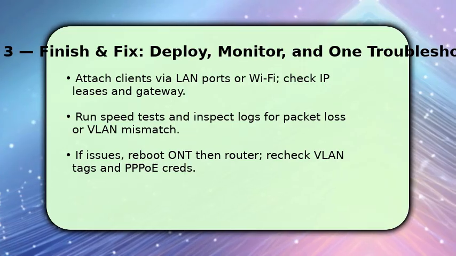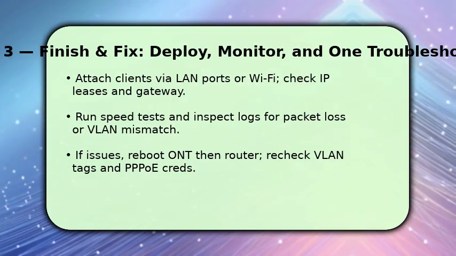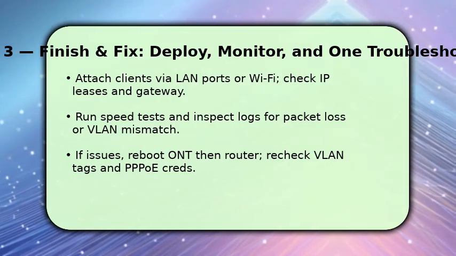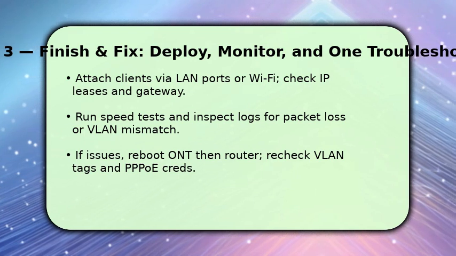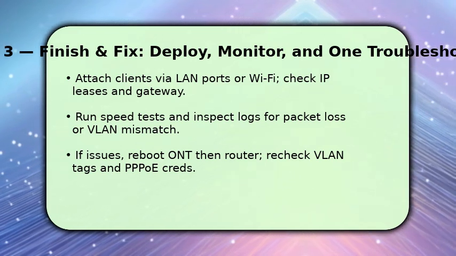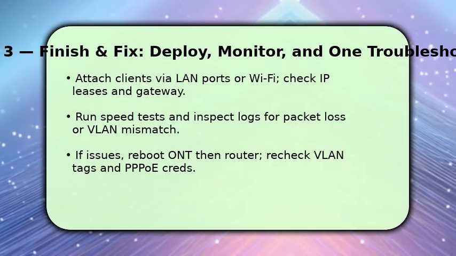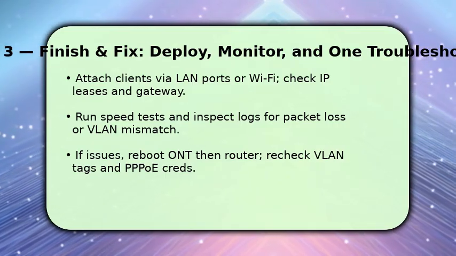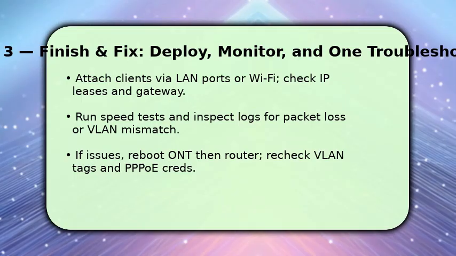If things go wrong, reboot the ONT first, then the router. If the problem persists, verify VLAN tags, PPPoE credentials, and SFP link status. This quick triage usually identifies the single misconfiguration causing sharing failures.